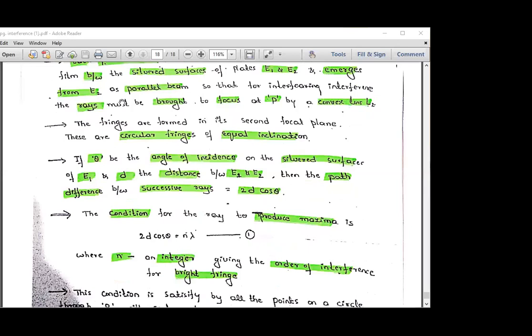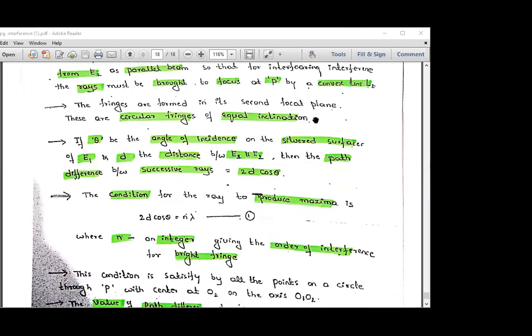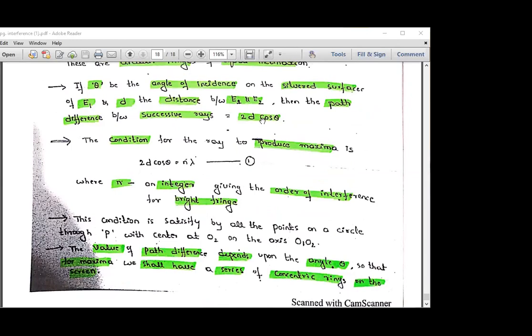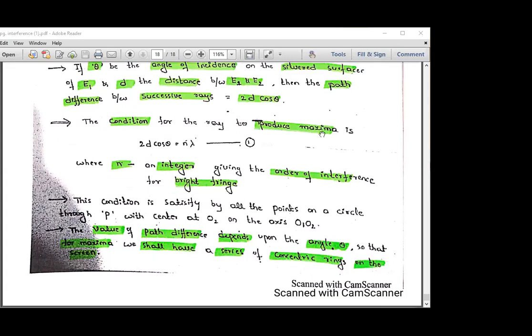The fringes are formed in its second focal plane, and these circular fringes are of equal inclination, equal theta. Theta is the angle of incidence on the silvered surface of E1, and d is the distance between the plates. Then the path difference between successive rays is equal to 2d cos theta. In order to produce maxima, this path difference 2d cos theta between successive rays is equal to n lambda for maximum.